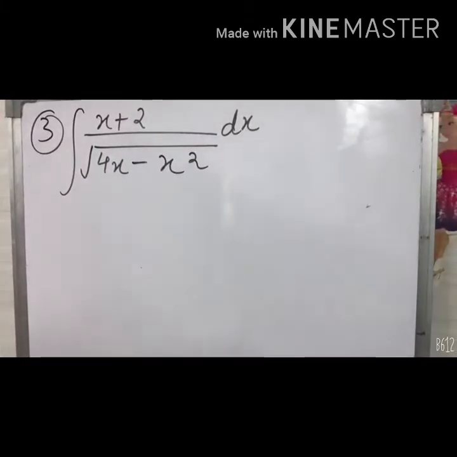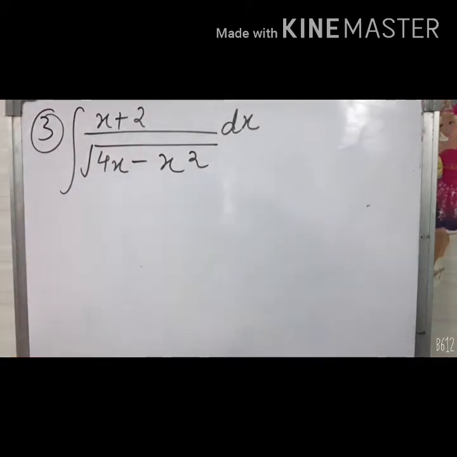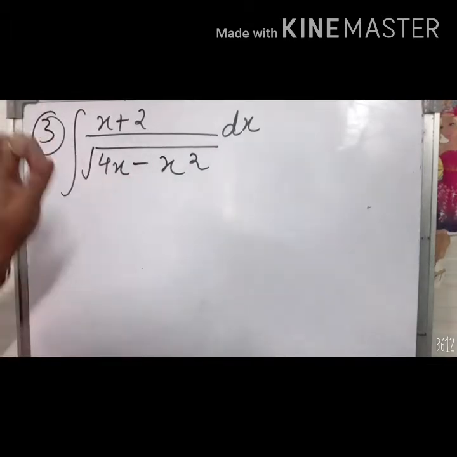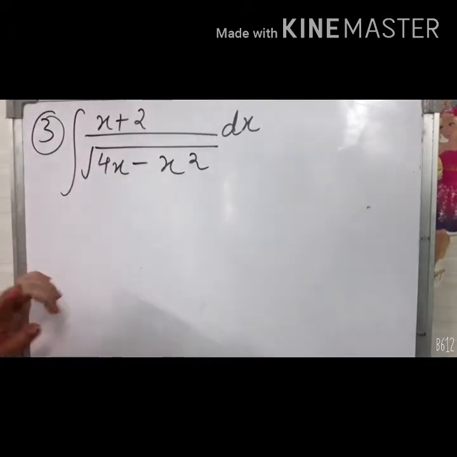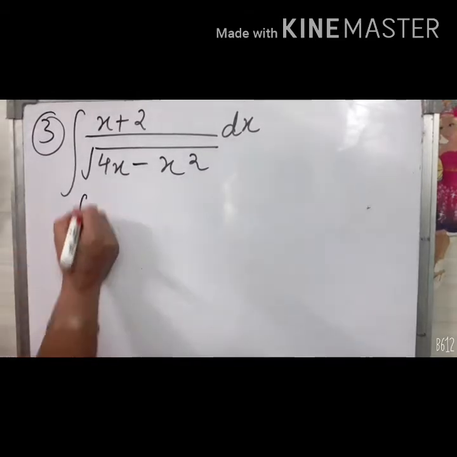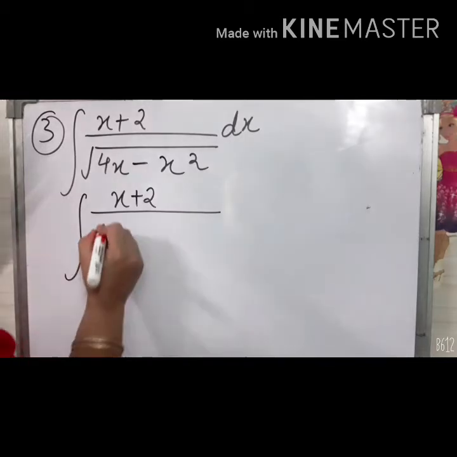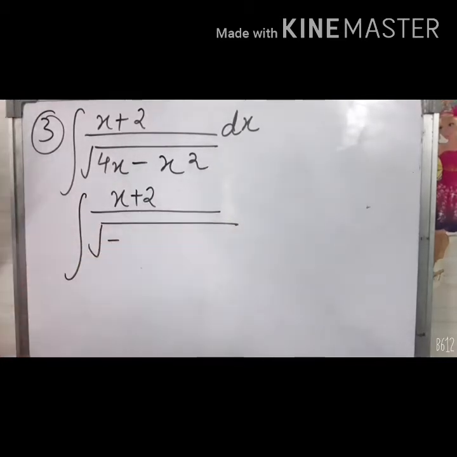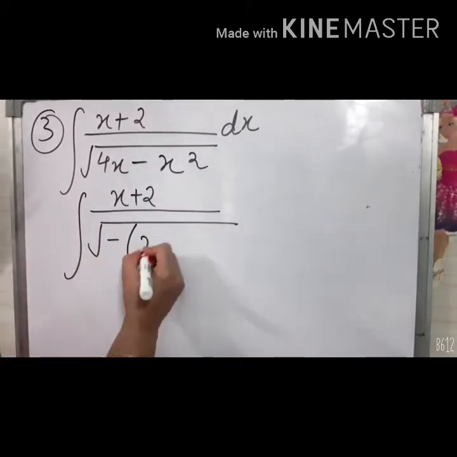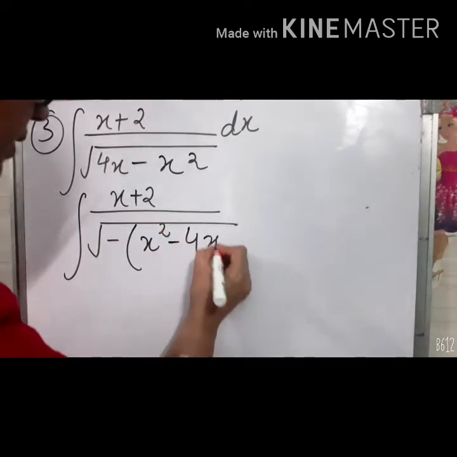Third question is integral of (x plus 2) by under root of (4x minus x square) into dx. Again, x square should be positive, the first thing. So that means you need to take the negative common. So first I will do that step only. x plus 2 under root of, take minus common like this, it becomes x square minus 4x, correct?